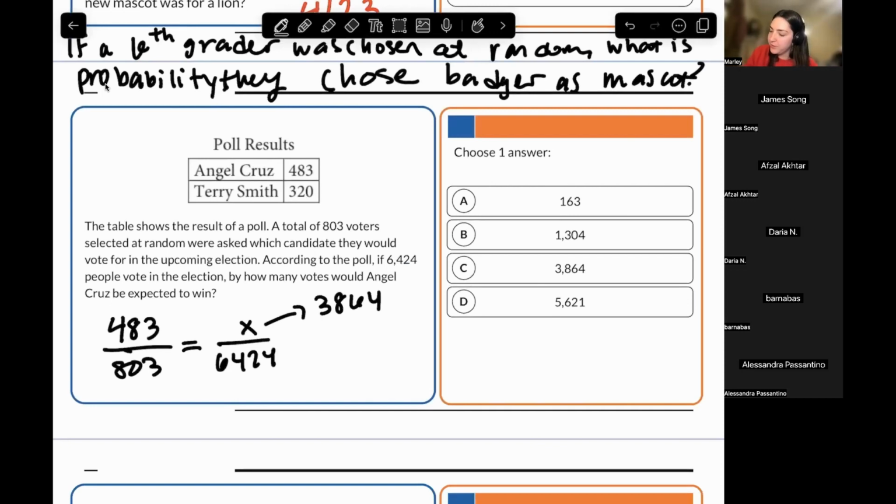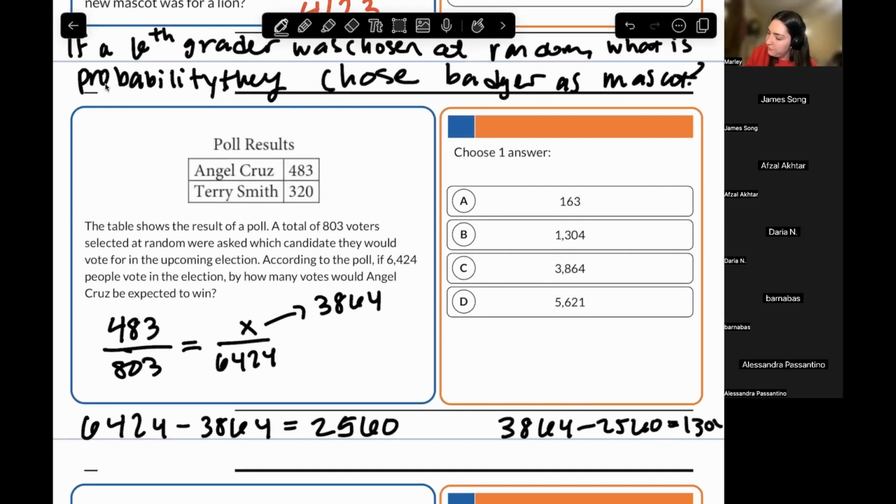Right. Yeah, because okay, so if you take the 6,424 minus 3,864, what was that number again? 2,560. So that would be the number of votes that Terry gets. So if we subtract it from the 3,864 minus the 2,560, we should get the 1,304 as our final answer. That's the difference between their two votes. So we're subtracting those because we want to know how many votes Angel won by.